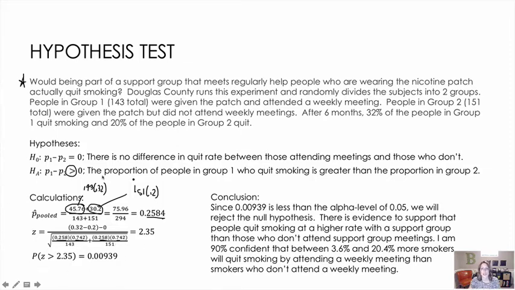So again, here are all my calculations by hand. I found the z-score, which is 0.32 minus 0.2 minus 0, over the pooled standard error, 2.35. I used technology to find the probability that z was greater than 2.35 and got this value. So let's look at what that is in StatCrunch.